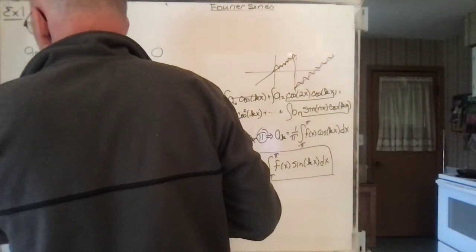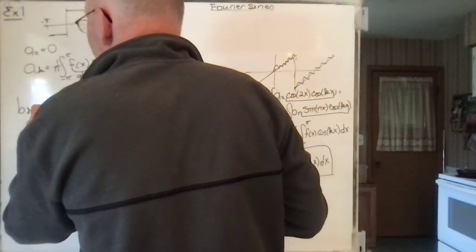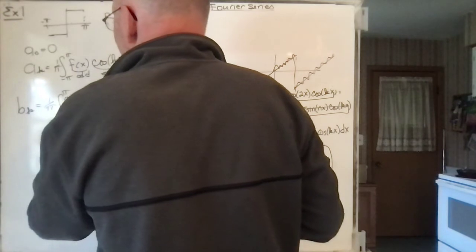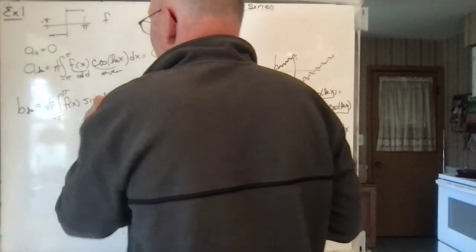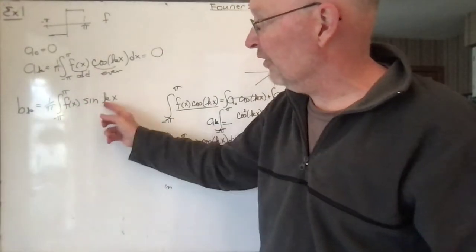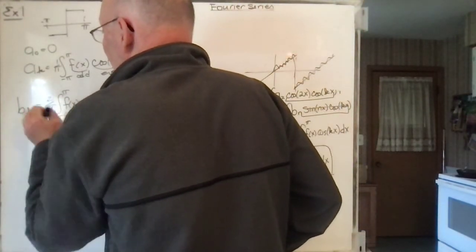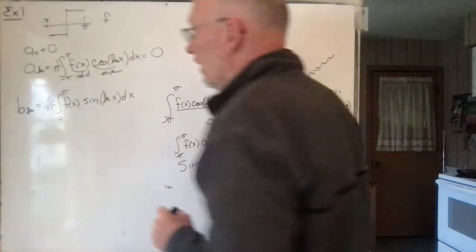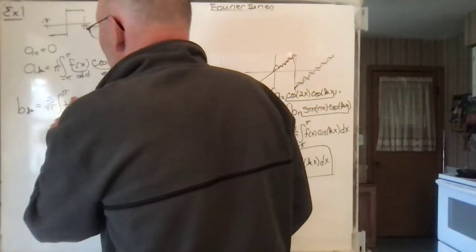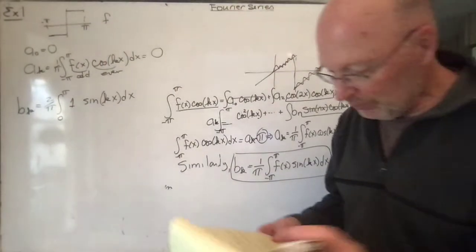Finally, your b sub k. Here's what we have: 1 over pi, integral from negative pi to pi of f of x times the sine of kx. Now notice, this one is odd, this one is odd. If you multiply two odd functions together, you get an even function. And for an even function, I can just double this and go from 0 right there. Now that I've done that, I can just put in what this function is from 0 to pi. From 0 to pi, it's just 1. So that ends up just being 1.